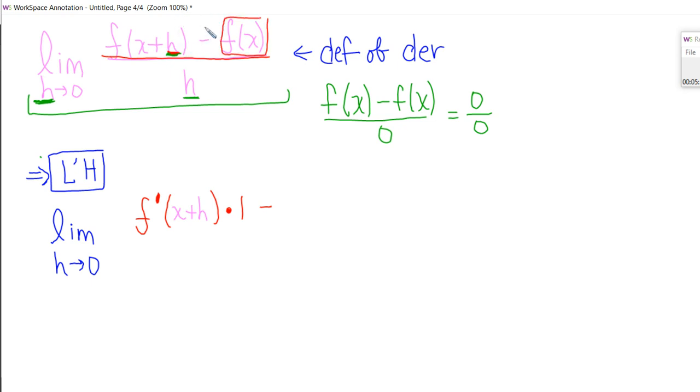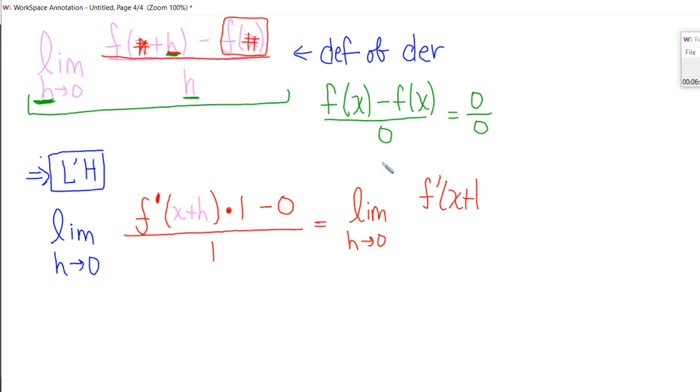Now, I know it says x in there. Remember, x was just a number, so if you imagine all the x's as numbers, f of x is really just a number itself, so that just becomes 0. And the derivative of h, which is a letter, is equal to 1. And this really just becomes limit as h approaches 0 of f prime of x plus h, as you can see, over 1. Now we're going to evaluate the limit by plugging in 0, so this becomes f prime of x.